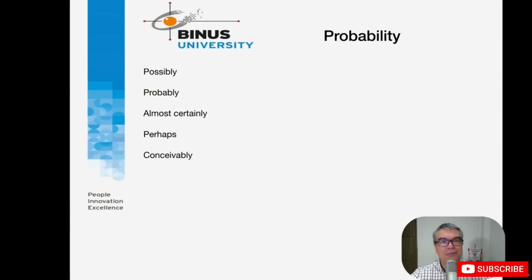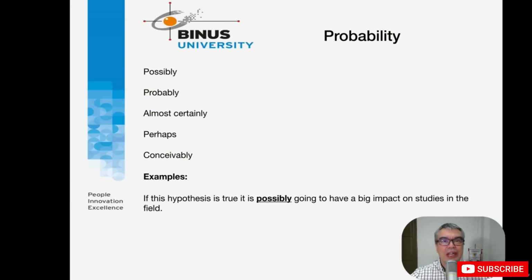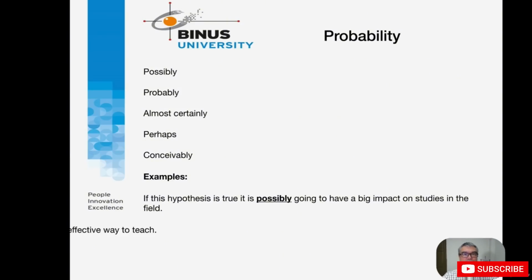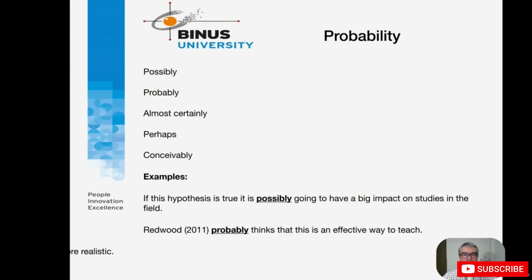All you need to do is just drop these words of probability into your sentences and you have some tentativeness there. Let's show you some examples. If this hypothesis is true, it is possibly going to have a big impact on studies in the field. Redwood probably thinks that this is an effective way to teach. Task-based learning conceivably makes classroom activities more realistic.